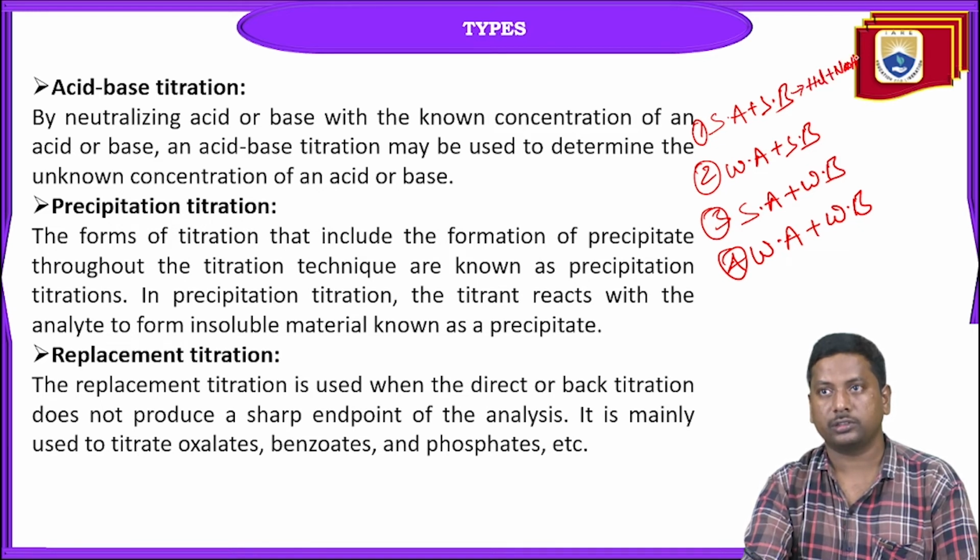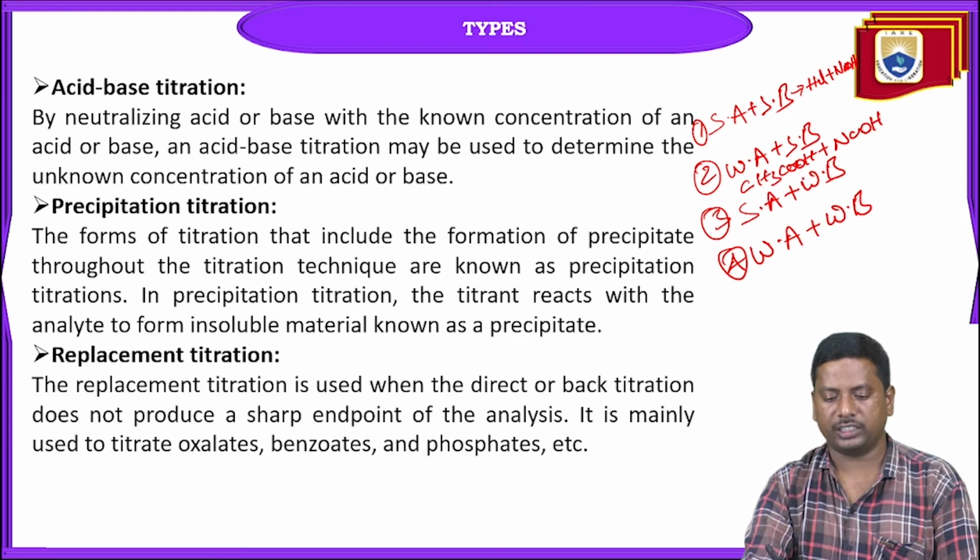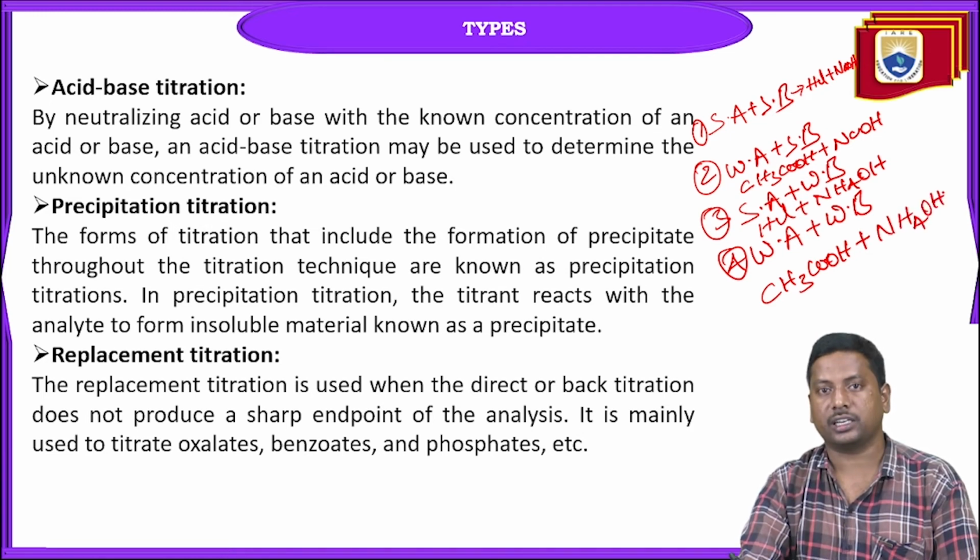Strong acid and strong base, for example, is HCl plus NaOH. Weak acid and strong base means acetic acid plus NaOH. Strong acid and weak base means HCl plus ammonium hydroxide, and weak acid and weak base means acetic acid plus ammonium hydroxide. All these types of titrations are possible by using conductometric reactions.